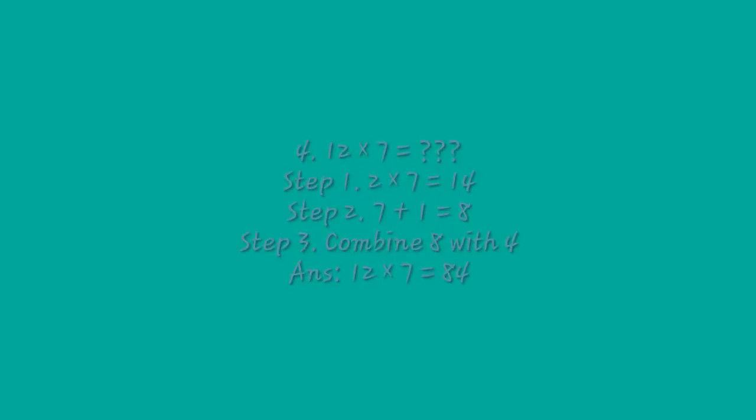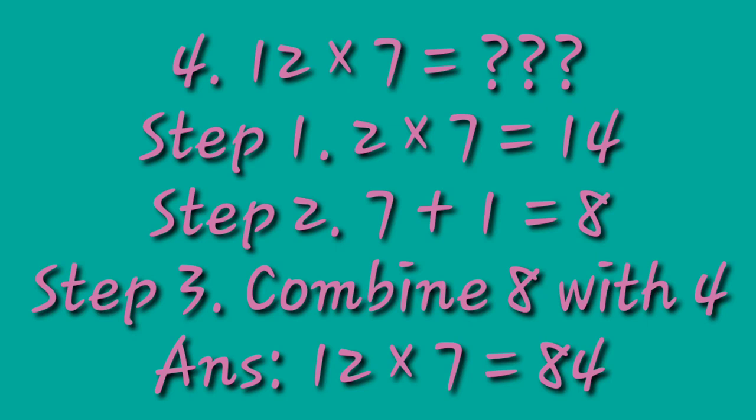The next question is 12 into 7. Now for 12 into 7, if you remember, the first step is you have to multiply 2 with 7. So 2 sevens are 14.